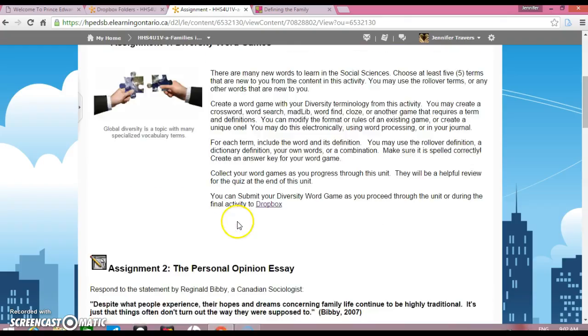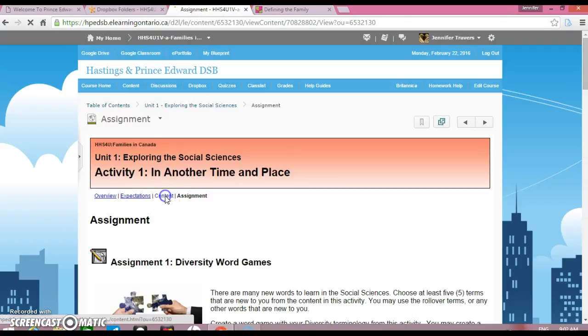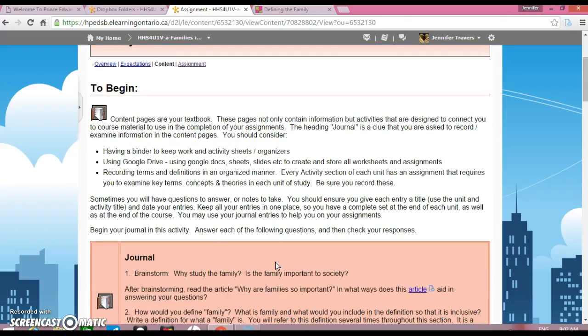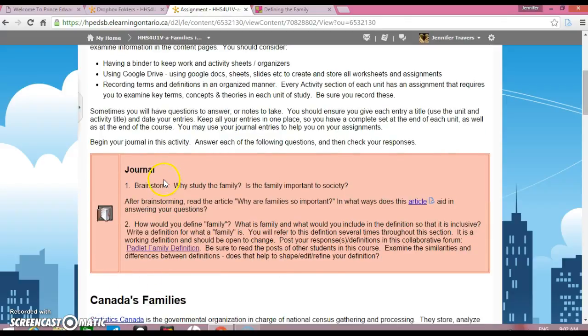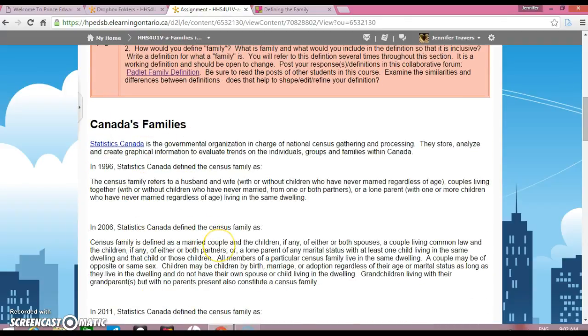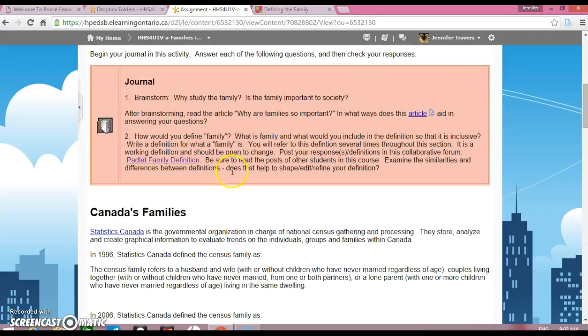So now that we know what the assignments are, we can go to the content. Content is your textbook and your workbook. Because you don't have a class with a teacher in front of you, this is what this is. Journals are your binder or your work pages, and this information is your course content, so your textbook. Sometimes it has links, it tells you a number of different things. So within the journal, if you see this, it means there's something that you should stop and examine.